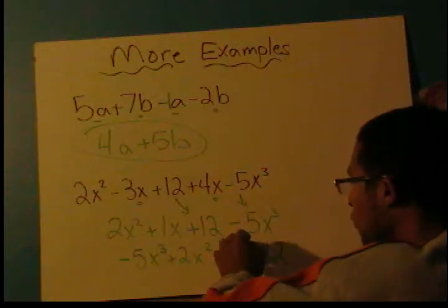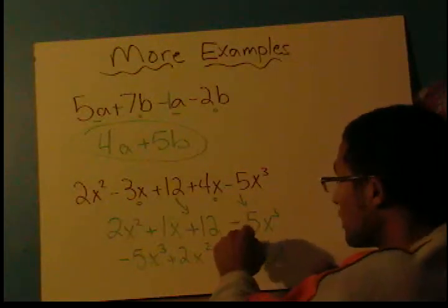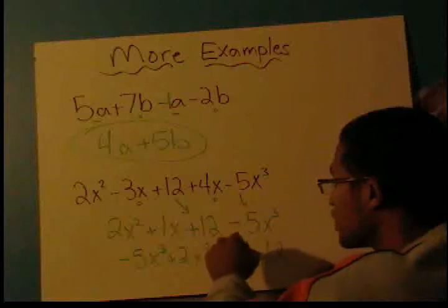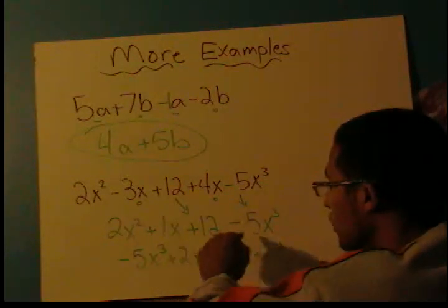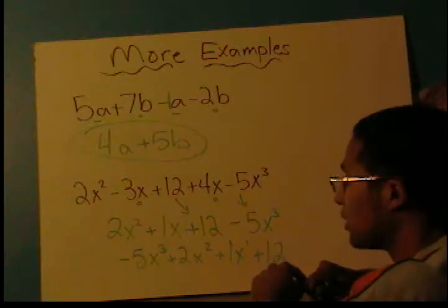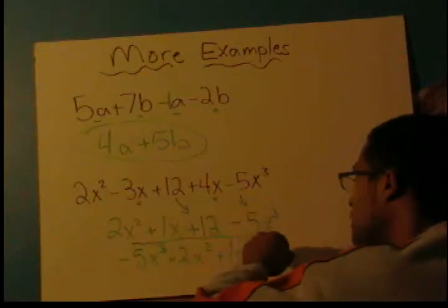If we add a little 1 here, you're allowed to do that because there's an imaginary 1 there, since it's just an x, so it has 1x to the first power. So we have a cube, a squared, a 1, and no variable at all. So this is our simplest form.